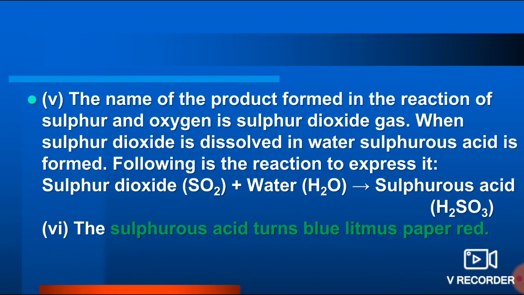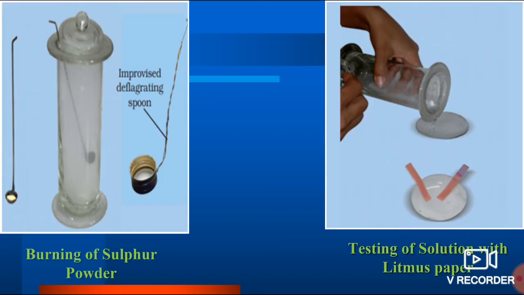So what happens actually when we are burning sulfur? When it comes in contact with oxygen, it produces sulfur dioxide gas. And when the sulfur dioxide is dissolved in water, sulfurous acid is formed. And what is the reaction? Sulfur dioxide along with water forms sulfurous acid. H2SO3 is sulfurous acid, H2SO4 is sulfuric acid. So I hope this reaction is clear to you.